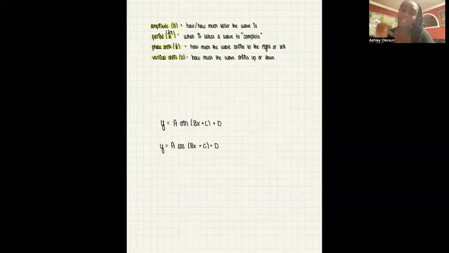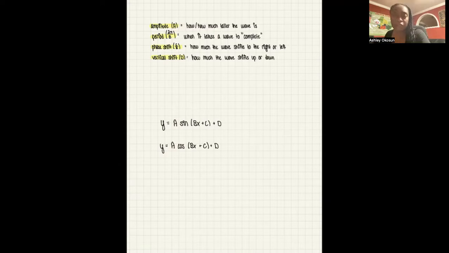So first, it's very important for us to define some of these terms. Amplitude is something we're going to derive directly from our equation because it is A, as we can see down here. I like to think of this as how much or how tall the wave is. Some people like to think of this as a vertical stretch, but again, I prefer to think of how tall this wave is. That's just the easiest way for me to go about it.